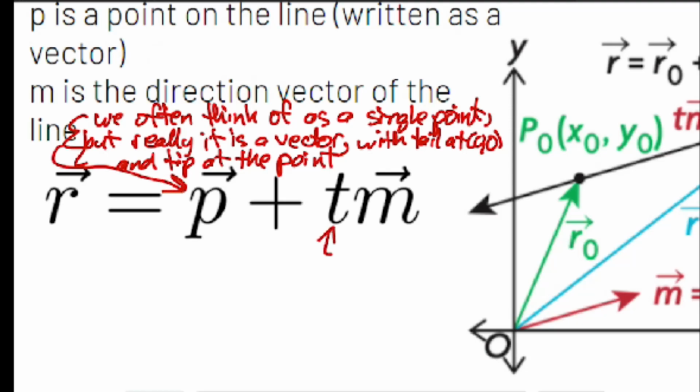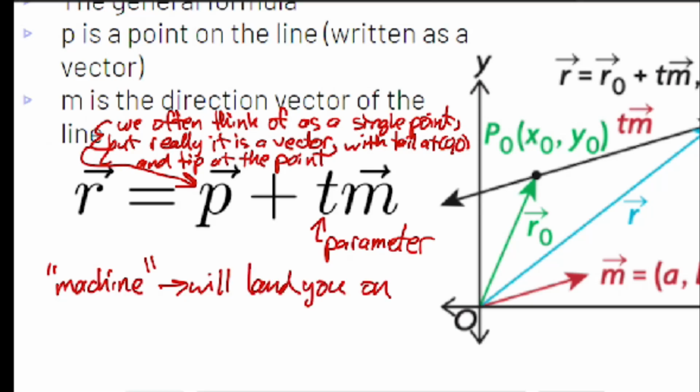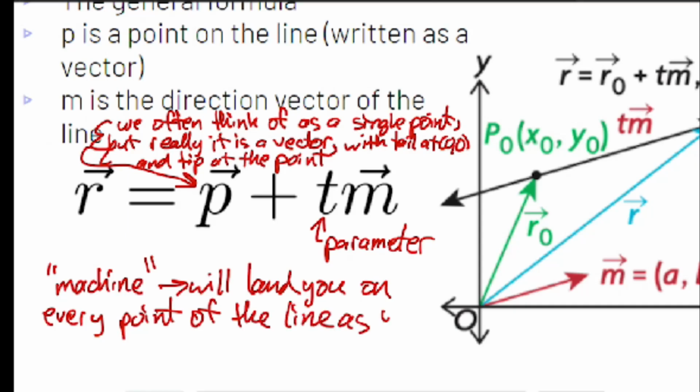Remember, t is my parameter. So that's how many times we're going to multiply my direction vector. And we can think of this like a machine. This will land you on every point of the line, every possible point, as you let t equal different values.